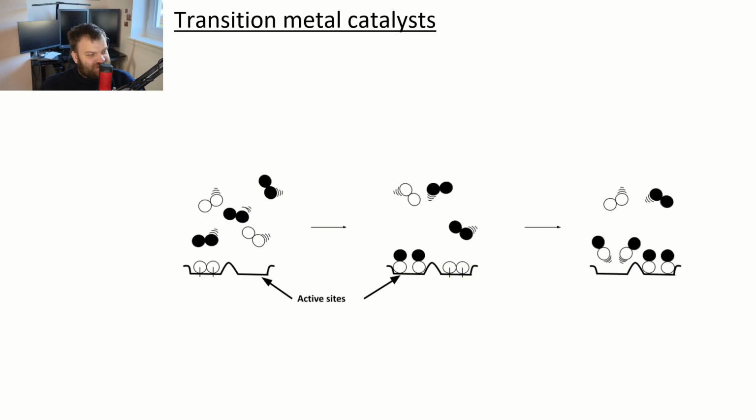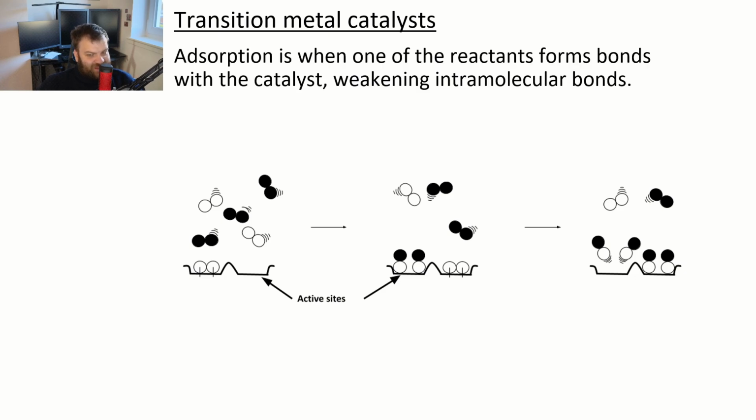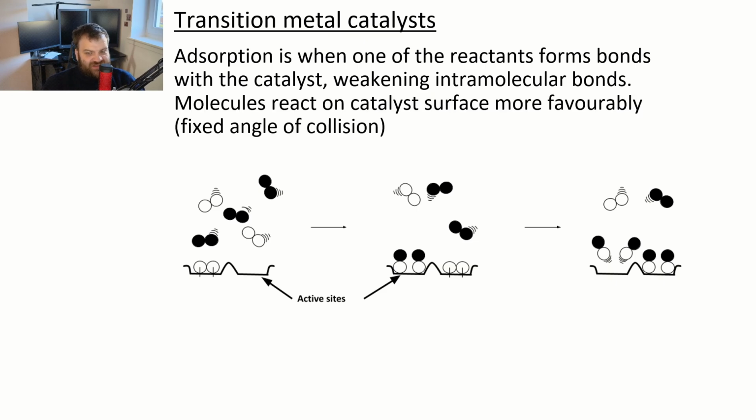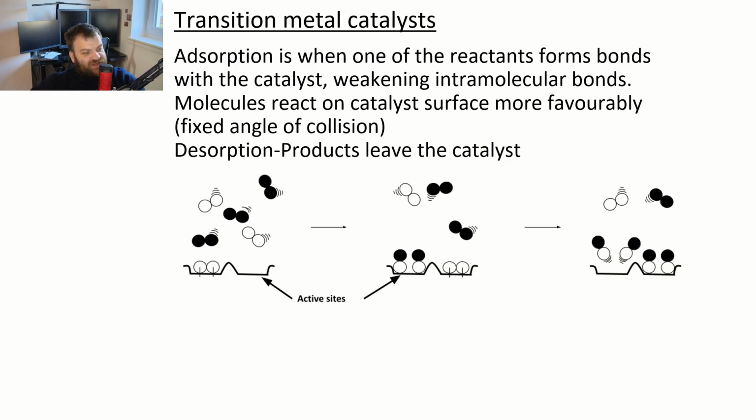This diagram is trying to represent what happens during the catalysis. We have reactants forming bonds with the catalyst. This weakens the internal bonds, the intramolecular bonds within the substance. Because they're fixed on the catalyst surface, this makes there be a more favourable angle of collision. Once the reaction has happened, the products will then leave the catalyst and new reactants can bind to the active site and the process can continue until all the chemical has been used up.